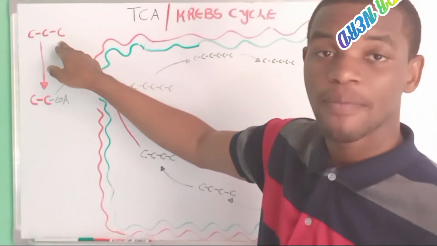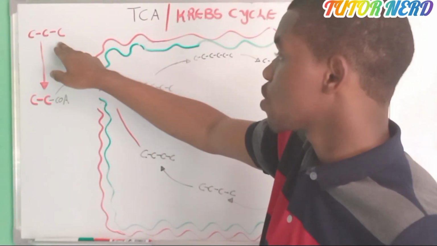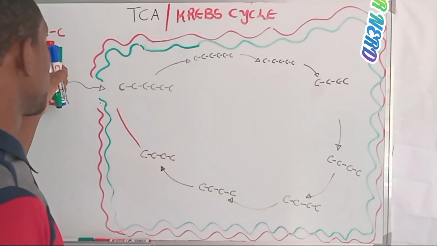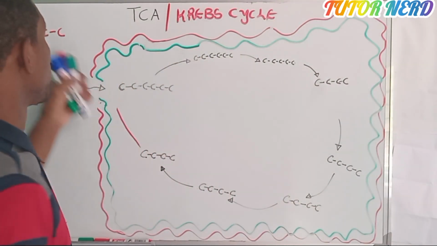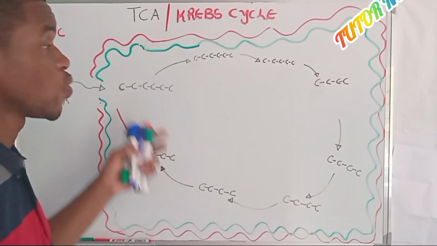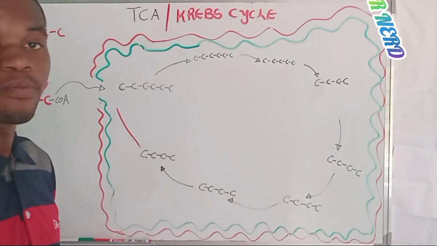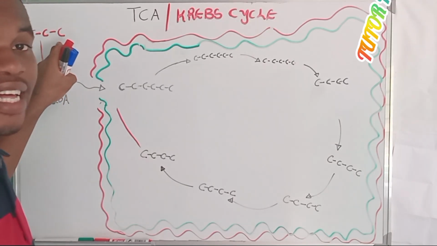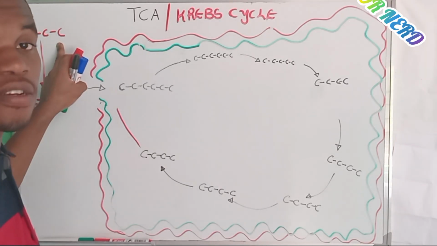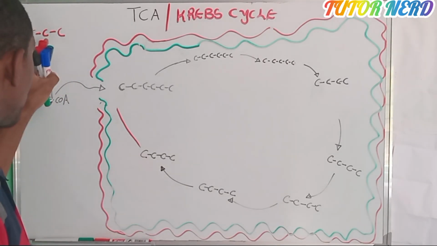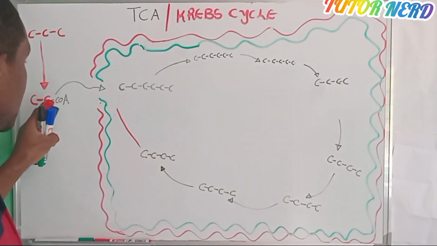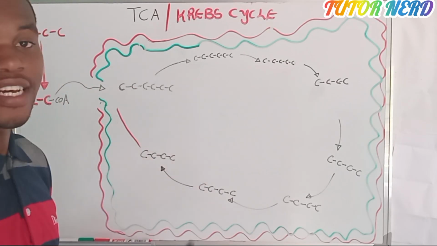This is a 3 carbon molecule, which we call pyruvate. In my previous video, when we were looking at glycolysis, we saw that glucose was broken down to form pyruvate. It is this same pyruvate that will undergo further processes to be converted to acetyl CoA, so that acetyl CoA can now enter the Krebs cycle.